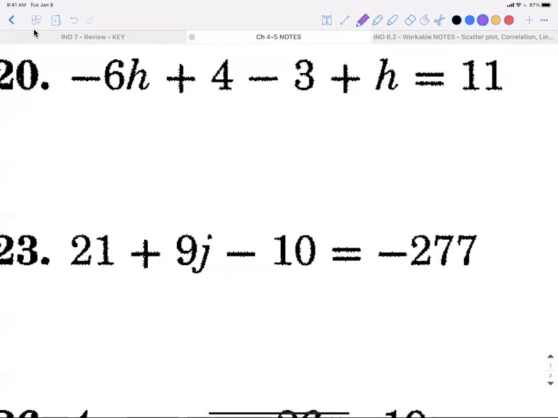I have a negative 6h and a, what is the number in front of that h? A 1. So as far as my h's on the same side of the equation, I can combine these. I have negative 6h and positive 1h leaves me what? Good. Negative 5h, right? I'm just combining my h's. Then I also have some constants I can combine. I've got a positive 4 and a negative 3. So what's 4 minus 3? Plus 1. And then equals 11.